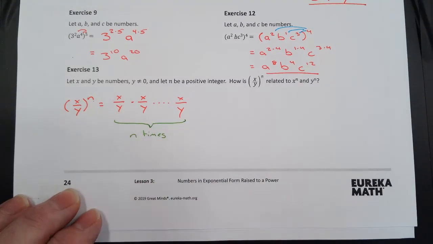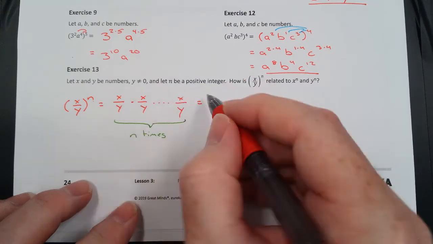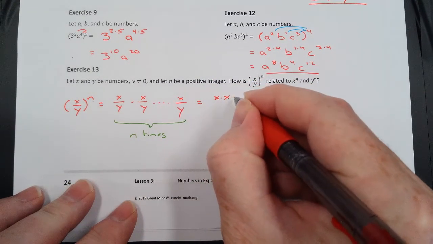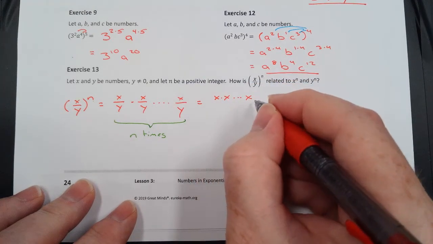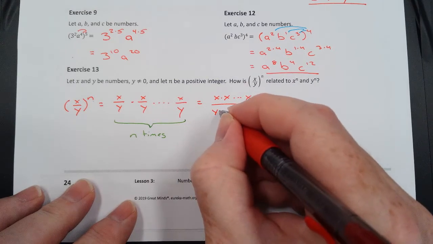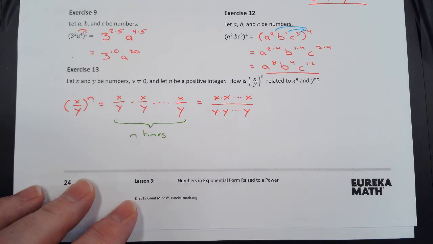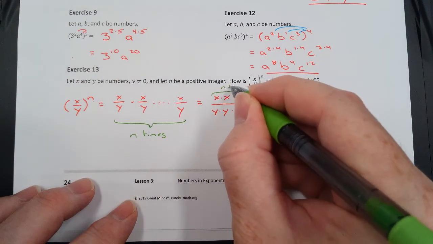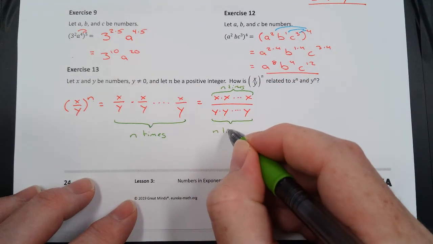So the base is still repeated. But we're not going to stop there, because when we multiply fractions, we multiply straight across. So the numerator is x times x times x, and the denominator is y times y times y. How many times? n times for x. How many times for y? Remember, it's n times.